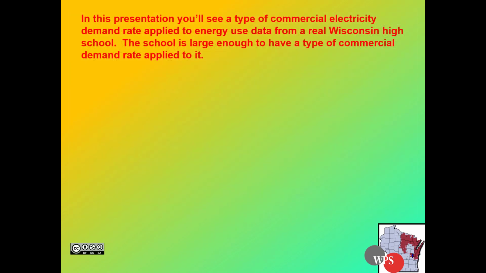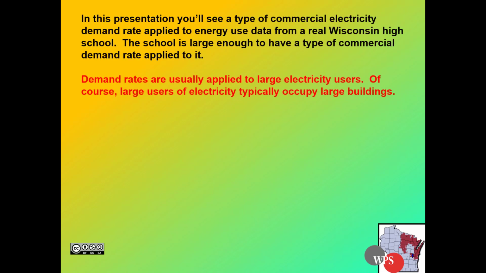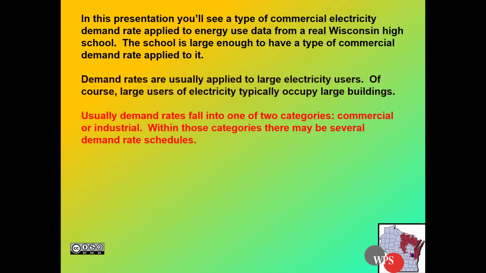In this presentation, you'll see a type of commercial electricity demand rate applied to energy use data from a real Wisconsin high school. The school is large enough to have a type of commercial demand rate applied to it. Demand rates are usually applied to large electricity users. Of course, large users of electricity typically occupy large buildings.